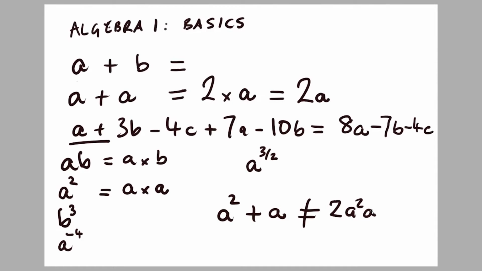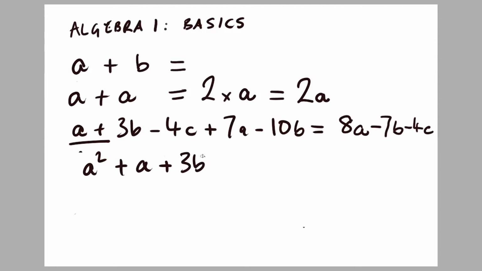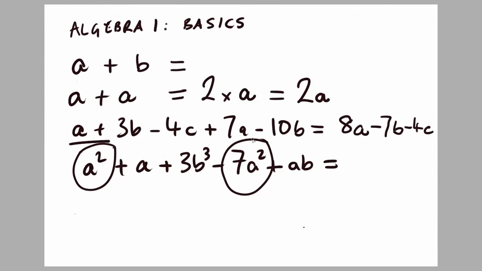And so if I come up with, let me create some space here, an expression similar to this one here, this ain't going to be perfect first time. If I come up with an expression like this, a squared plus a plus 3b cubed minus 7a squared plus ab equals, there's nothing there that I can add to anything else apart from these, which are identical. I can't simplify that anymore.